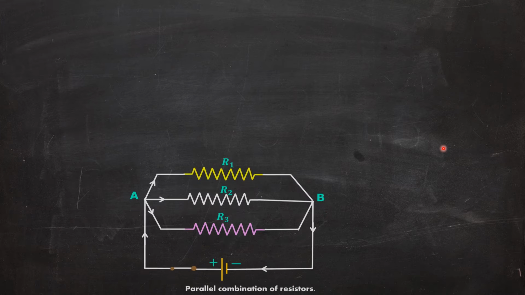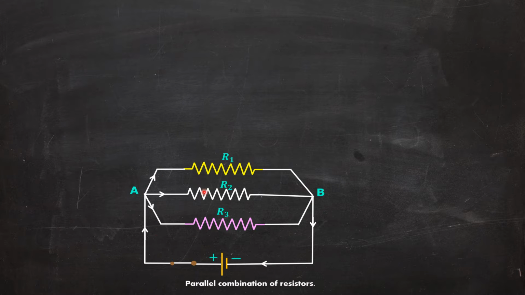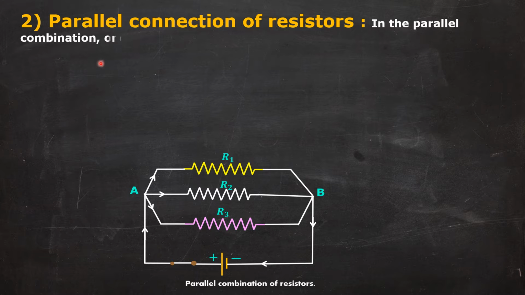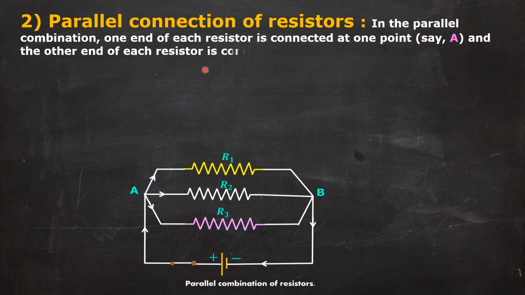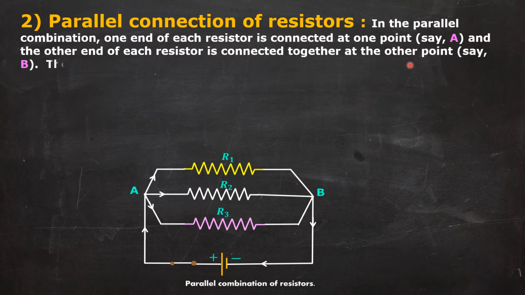Now let us see what is parallel connection of resistors. See here in this figure, three resistors R1, R2 and R3 have been connected in parallel between the two points A and B. In parallel connection of resistors, one end of each resistor is connected at point A and the other end of each resistor is connected together at the other point, say B.